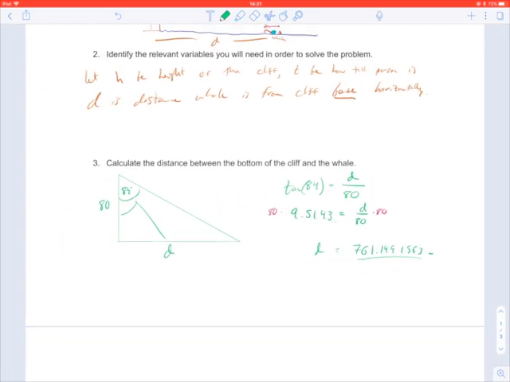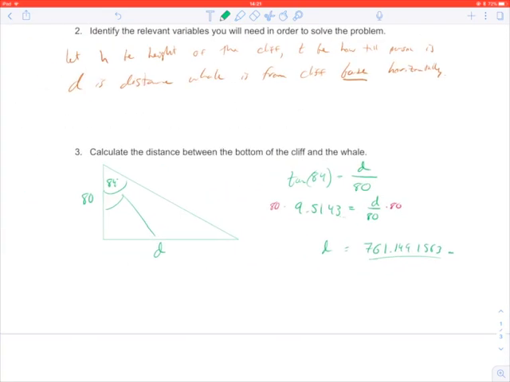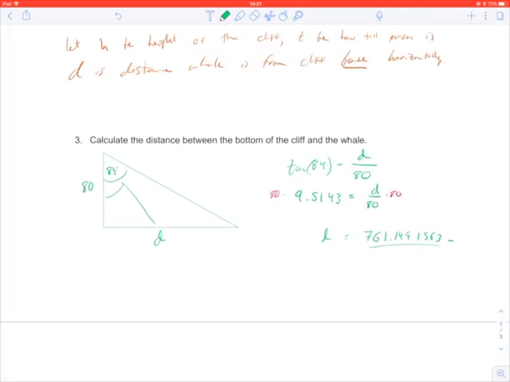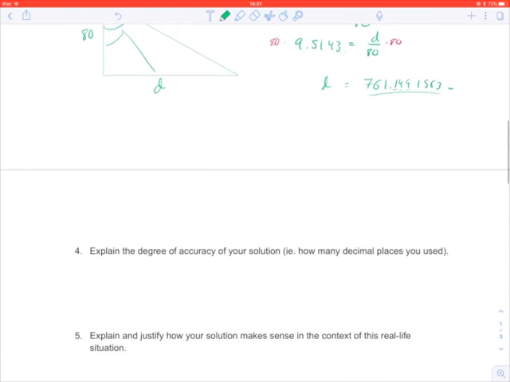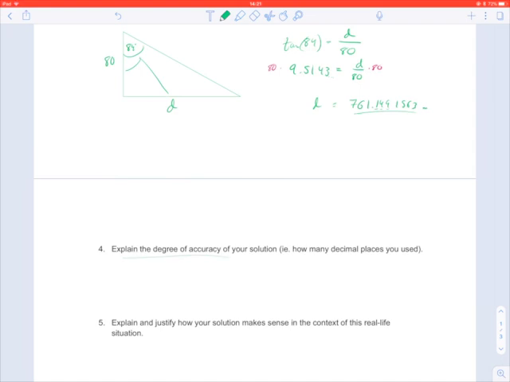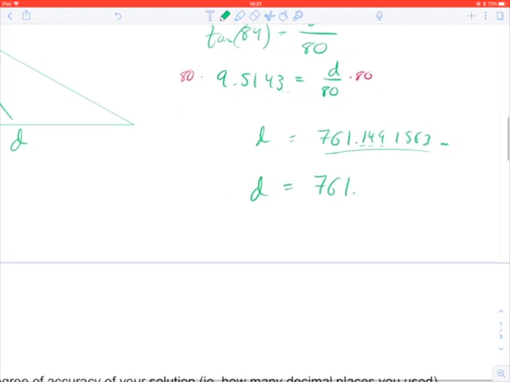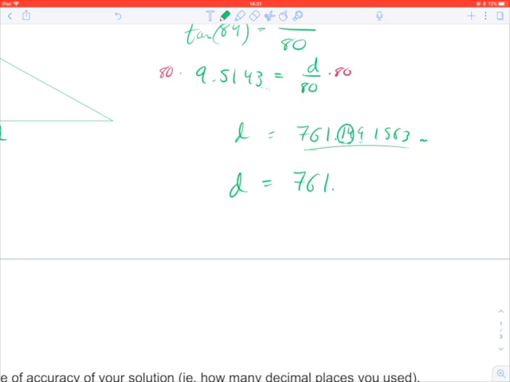Now, I might leave that for now. Calculate the distance. There's the distance. I might just leave all of it for a second. And then we'll start to think about whether we keep all of these digits or round. What do you want to round to? So the next one you can guess is going to be: explain your degree of accuracy. So maybe I might go back and round this to 761. If we just leave it like that, a meter is pretty big. I know that we're talking about 80 meters, but if we lose this, that's 14 centimeters.